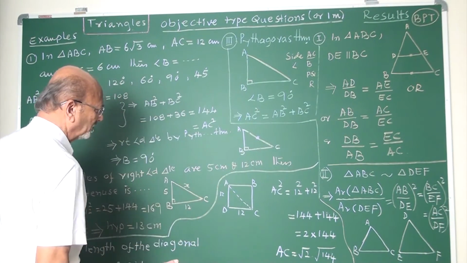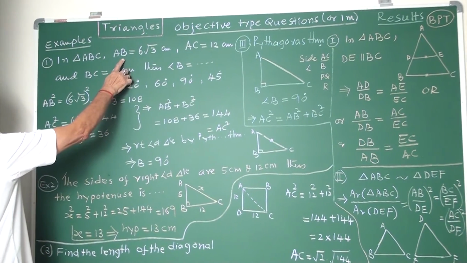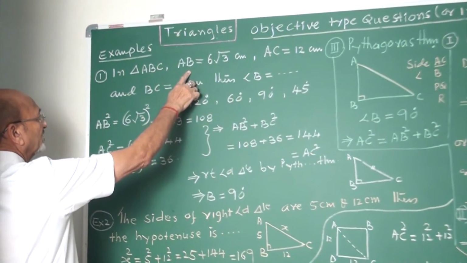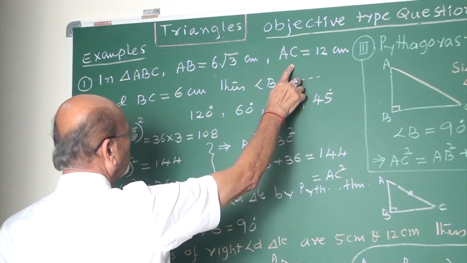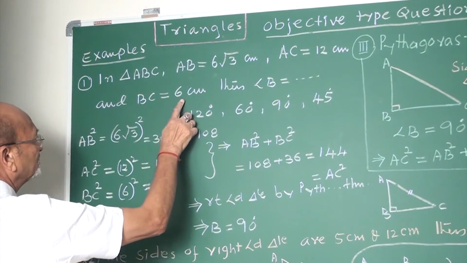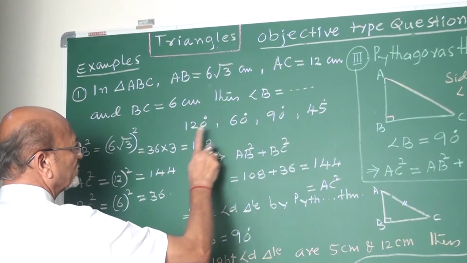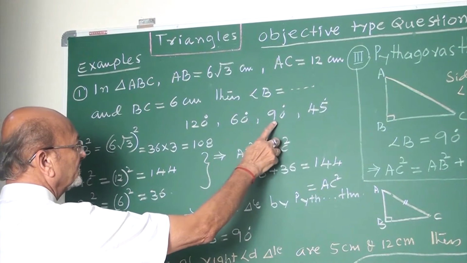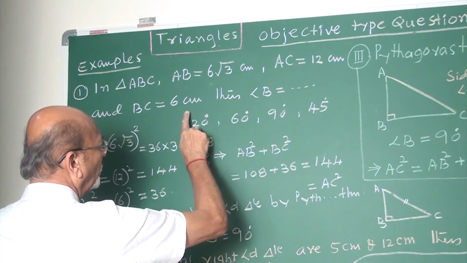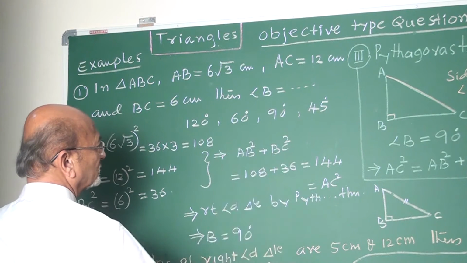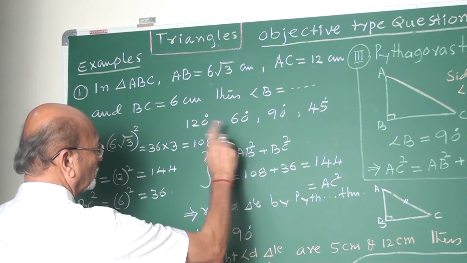There are just 1 or 2 examples on the board. In triangle ABC, AB equals 6 root 3, AC is 12, and BC is 6 centimeters. Then what is angle B? These are the options: 120 degrees, 60 degrees, 90 degrees, 45 degrees. I have separated these options with commas. It is an objective type question.